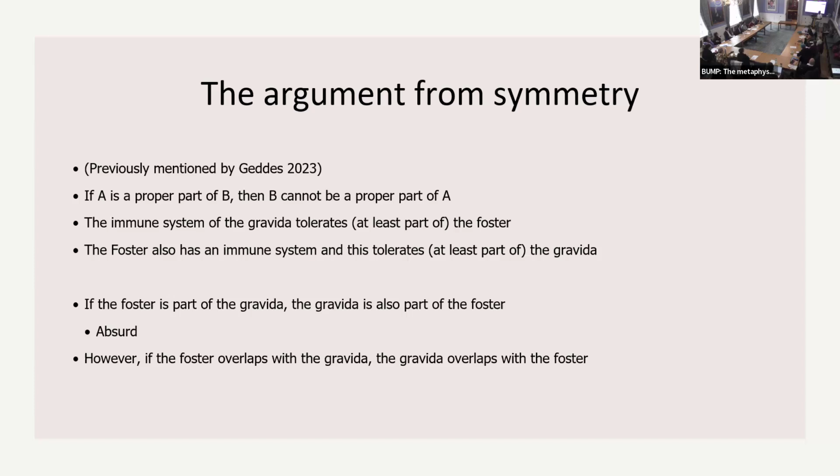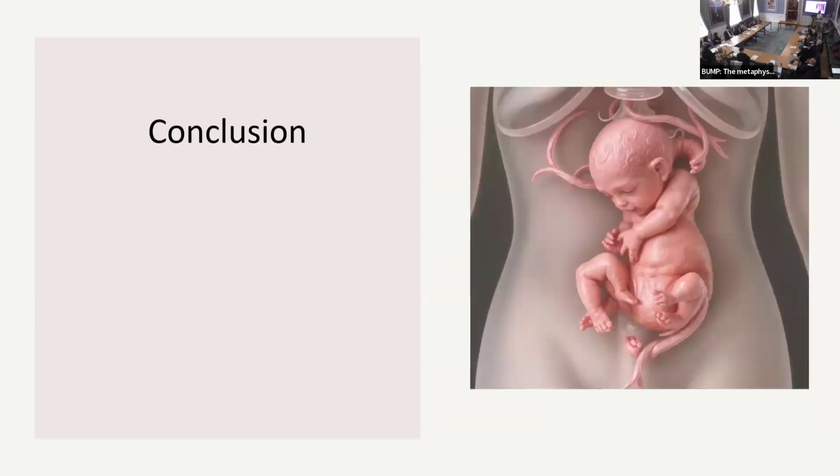But if the foster overlaps with the gravida, this is a symmetrical relation because the gravida also overlaps with the foster. Yay, that works. So this is an AI generated image of a foster. If you type in foster gestata overlap, you get horrendous Halloween themed results.